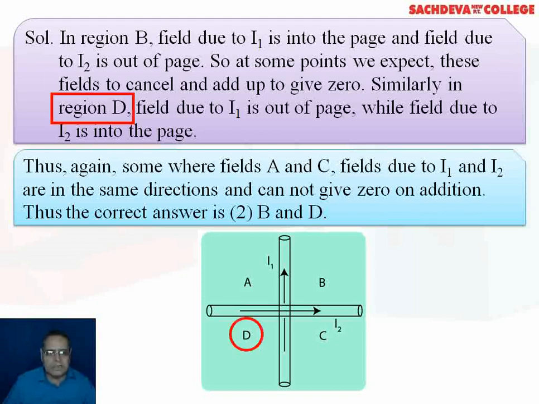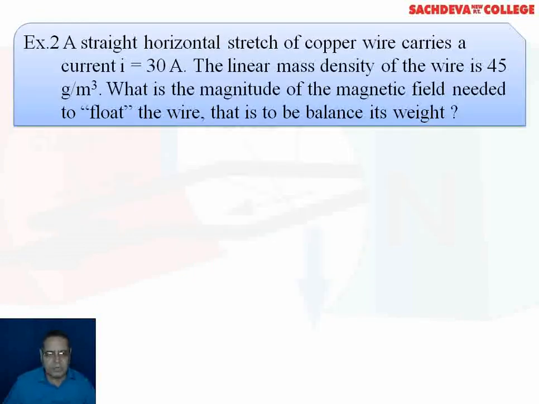Similarly, in region D, check the figure, field due to I1 is out of the page while field due to I2 is into the page. Therefore, again, somewhere the fields cancel. In regions A and C, fields due to I1 and I2 are in the same direction and cannot give 0 on addition. Thus, the correct answer is 2, that is B and D. Now, we come to the second example.